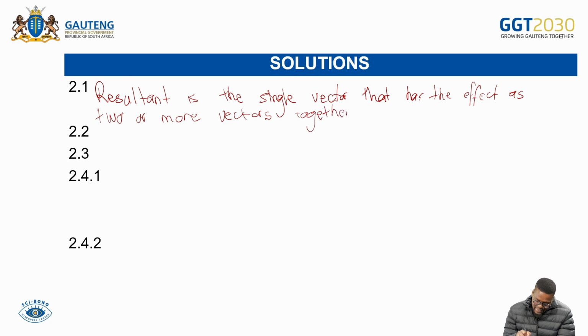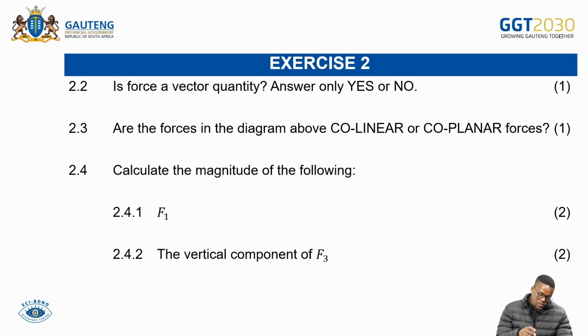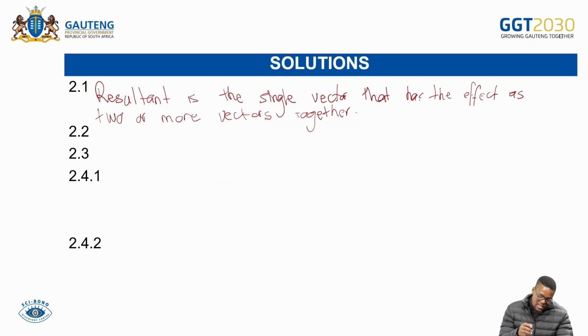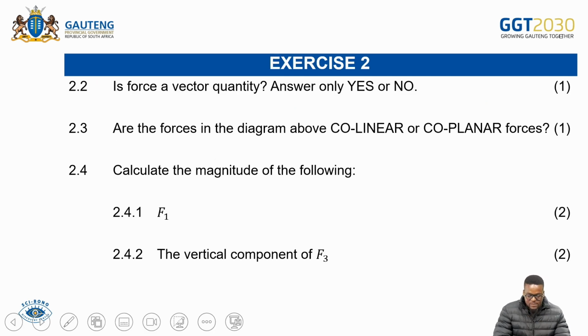So we are basically adding all the forces acting on an object. It's the same as the sum of all forces acting on an object. So now let's go to 2.2. 2.2: is a force a vector quantity? So you can answer by saying yes or no. We know that a force has both magnitude and direction. If it has magnitude and direction, we can simply say yes. So force is a vector quantity, right?